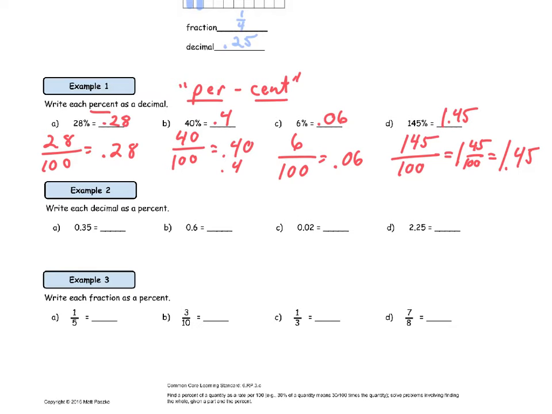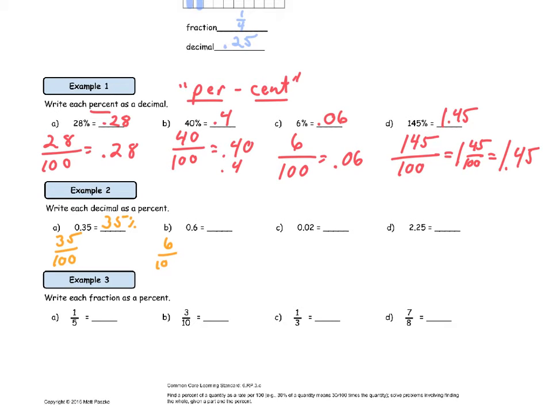Let's check out example number 2. It says write each decimal as a percent. So whatever we did in example 1, it looks like we have to do the reverse in example number 2. So 0.35 is also known as 35 hundredths. From example number 1, this tells me 35 with the part, per with the fraction bar, cent, 100. That being said, we call that guy 35%.